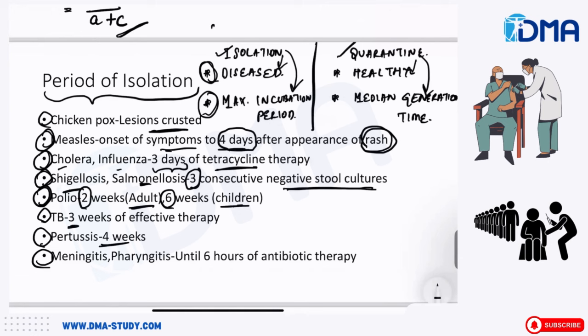Isolation is for diseased people and quarantine is for healthy people. This is the maximum incubation period. This is the median generation time. Quarantine, what is the meaning? Maximum incubation period. Fine. Yes, sir. Okay.